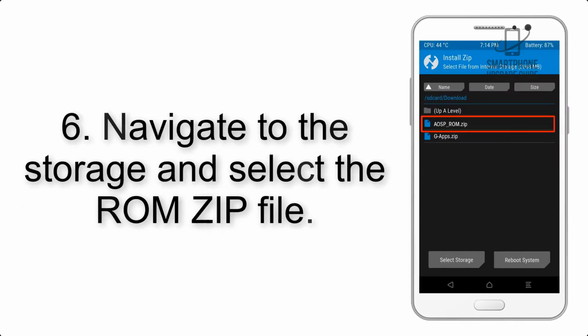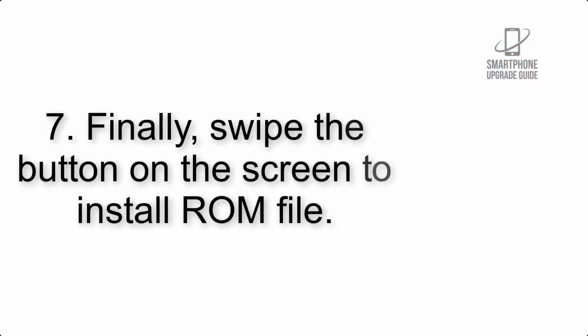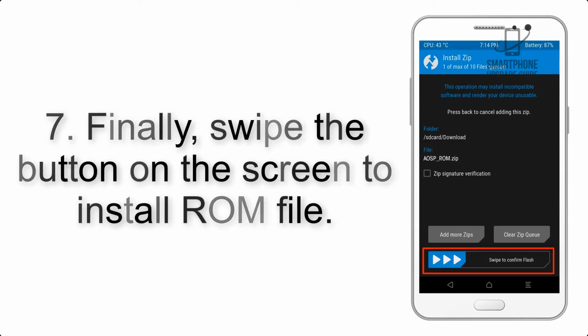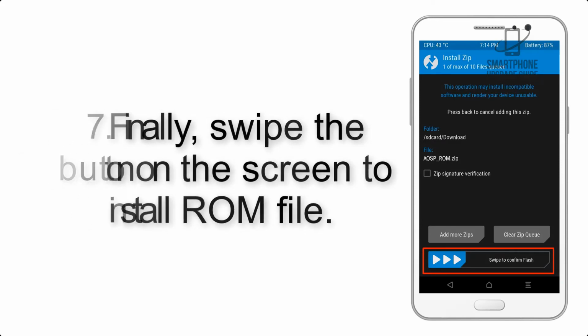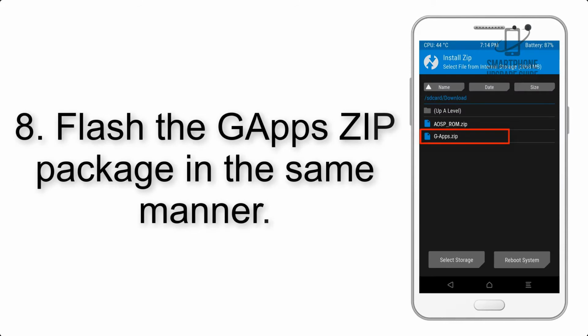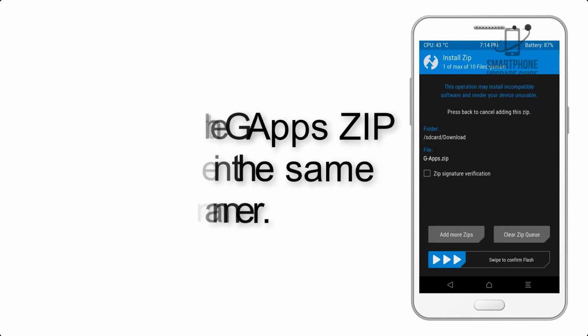Step 6. Navigate to the storage, and select the ROM zip file. Step 7. Finally, swipe the button on the screen, to install ROM file. Step 8. Flash the GApps zip package, in the same manner.